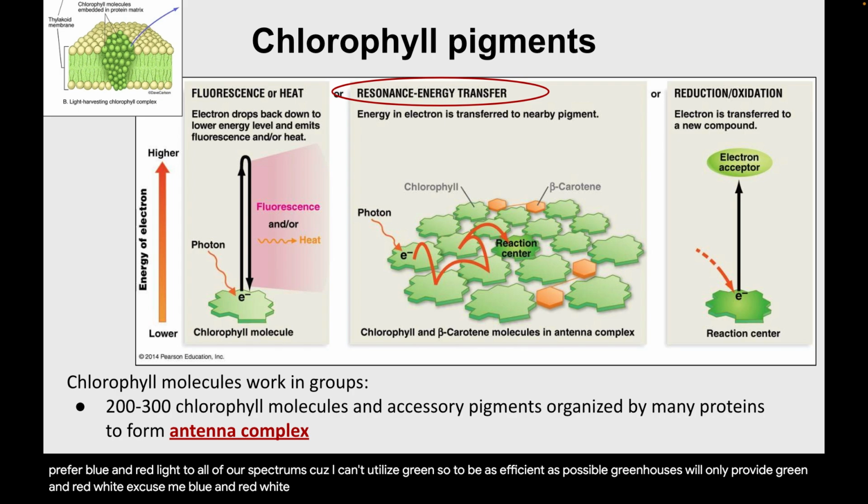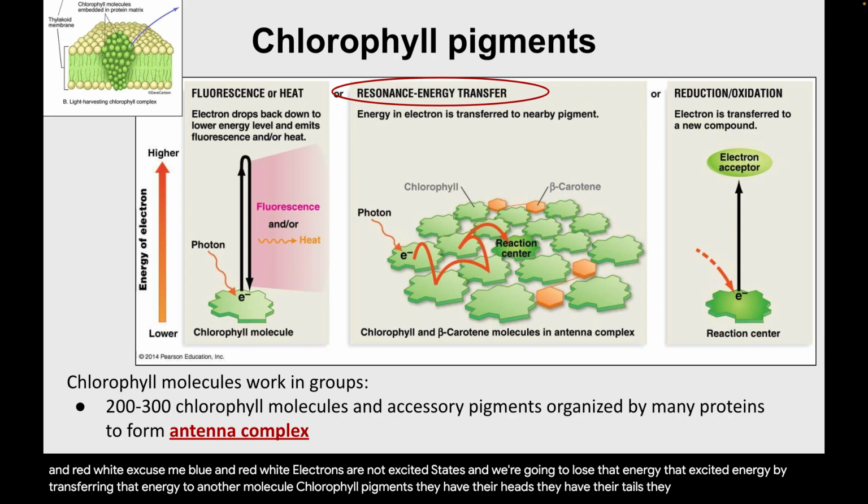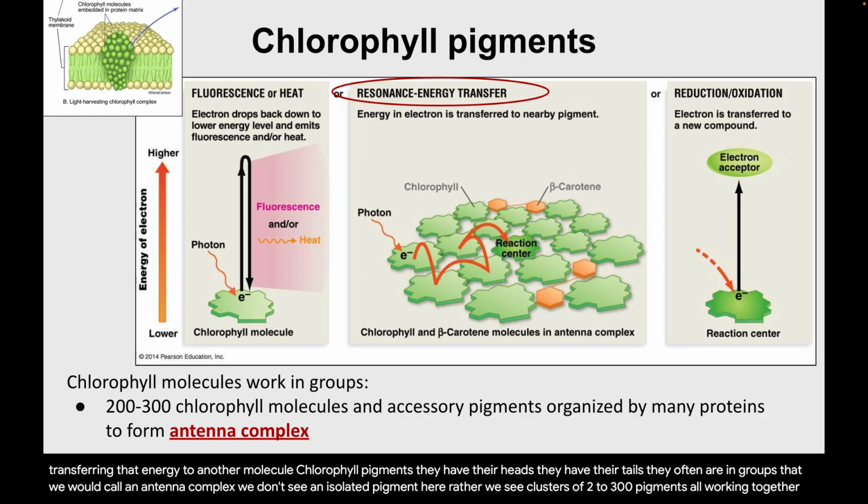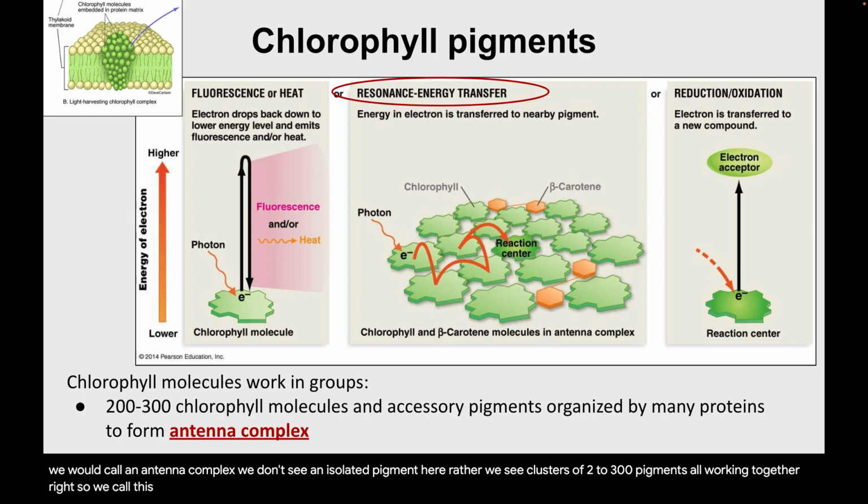All right, that electron is in that excited state, and we're going to lose that excited energy by transferring that energy to another molecule. So, chlorophyll pigments, they have their heads, they have their tails. They often are in groups that we would call an antenna complex. We don't see an isolated pigment here or there. Rather, we see clusters of 200 to 300 pigments all working together. So we call this the antenna complex. We'll find them embedded within our membranes here.